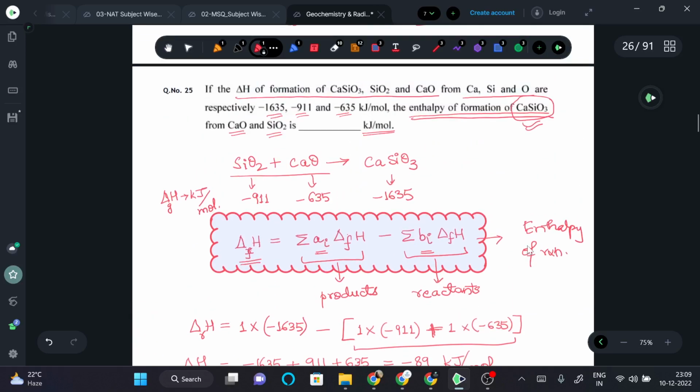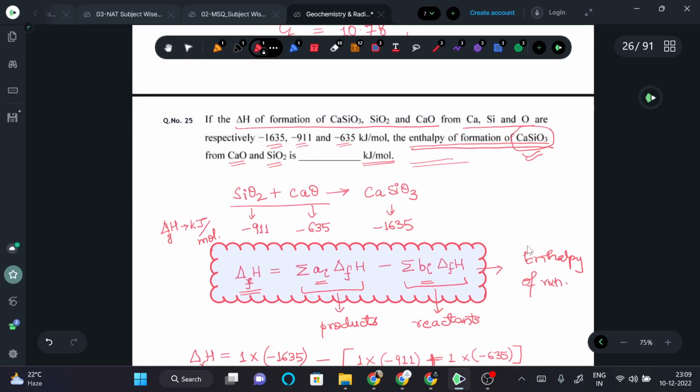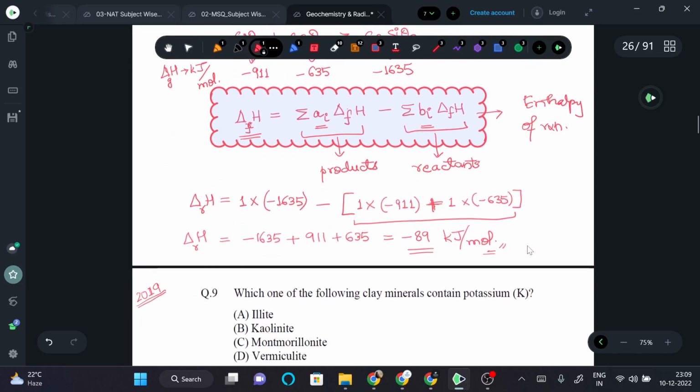So no decimals, nothing. It's a direct number. That is why it is not mentioned up to how many decimals. It's minus 89. And while typing these answers, you have to type minus also. If you miss minus, you won't get the marks.